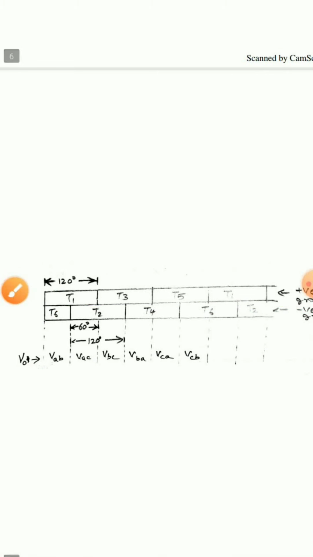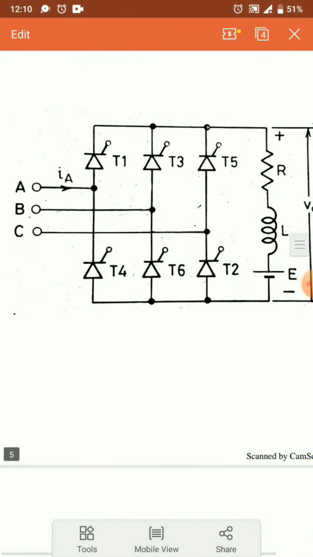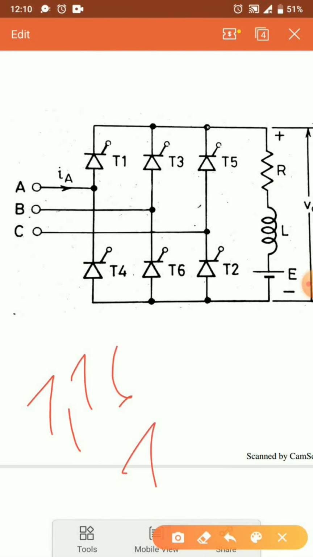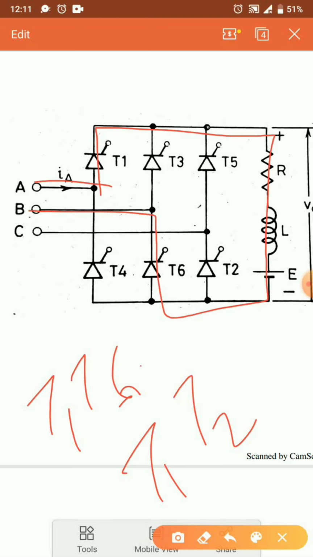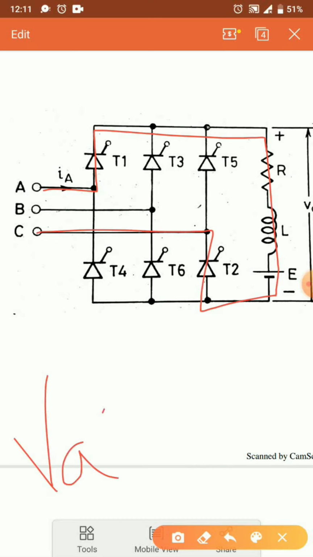Now let us look here. Here we can see that initially for the first 60 degree duration I have T1, T6, then I have T1, T2. Now let us go back to the waveform. Looking at the waveform, first I have T1, T6, then I have T1, T2. So it is clearly understood that when T1 and T6 are connected, I get the VAB waveform, and when T1 and T2 are connected, I get the VAC waveform. First I am getting VAB, then I am getting VAC.